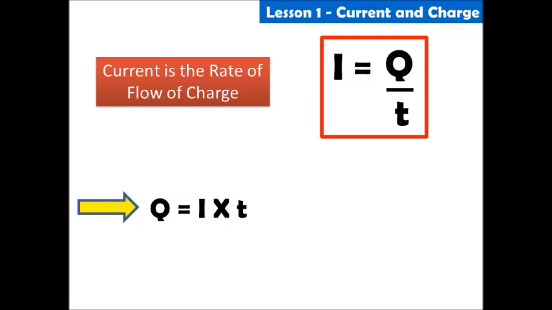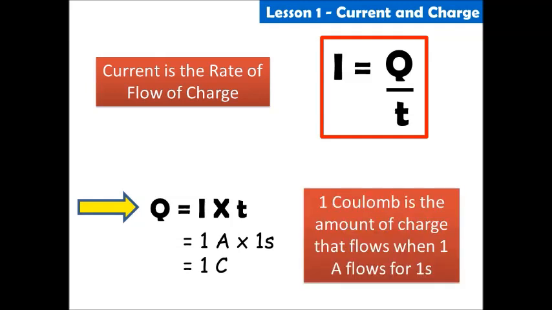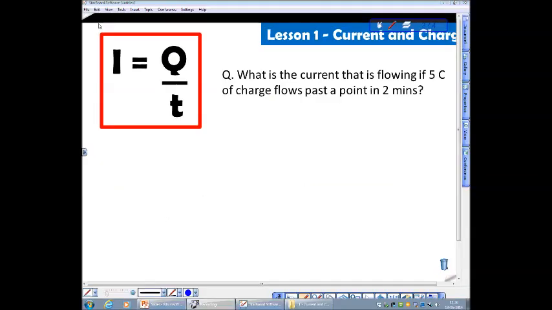This leads us to our definition of the Coulomb. If a current of 1 amp flows for 1 second, the amount of charge that flows is equal to 1 Coulomb. And so this is our definition. 1 Coulomb is the amount of charge that flows when a current of 1 amp flows for 1 second. And this is another definition you need to know for your exams.